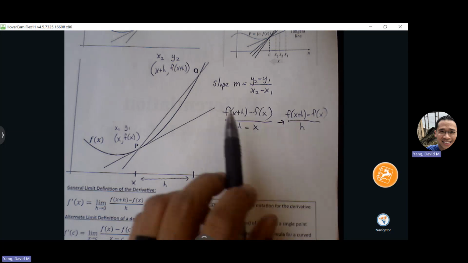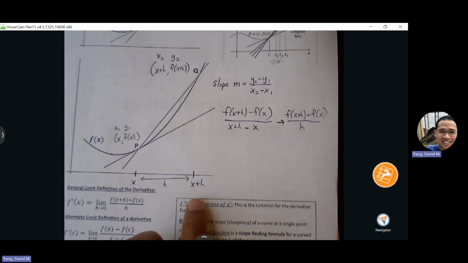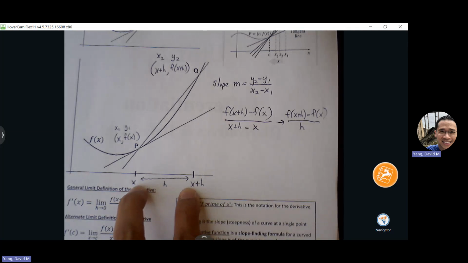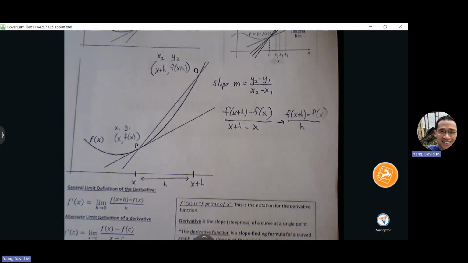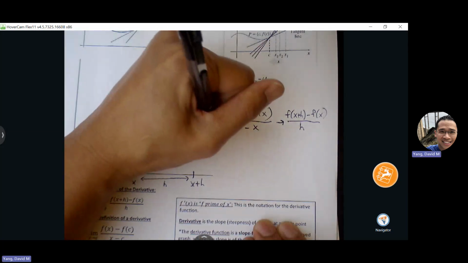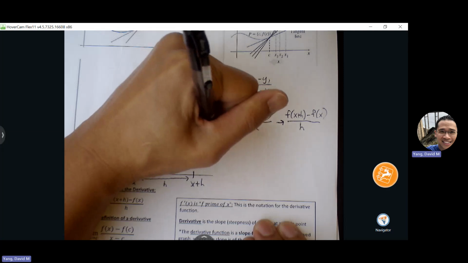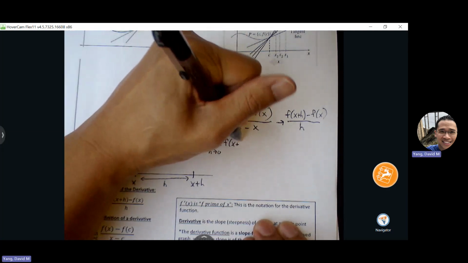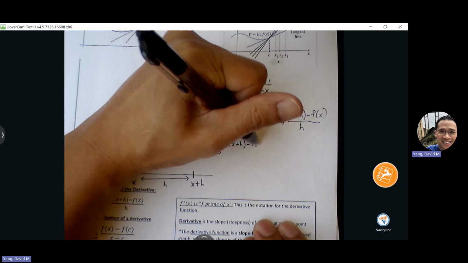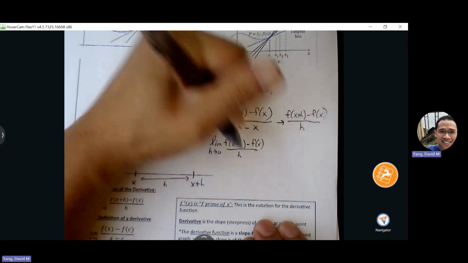So now we're going to talk about shrinking h, right? If I can shrink h down, point P will get closer to point Q because the horizontal distance will decrease, and therefore the vertical distance will also decrease. So we're going to say this. The limit as h approaches 0 of f of x plus h minus f of x all over h.